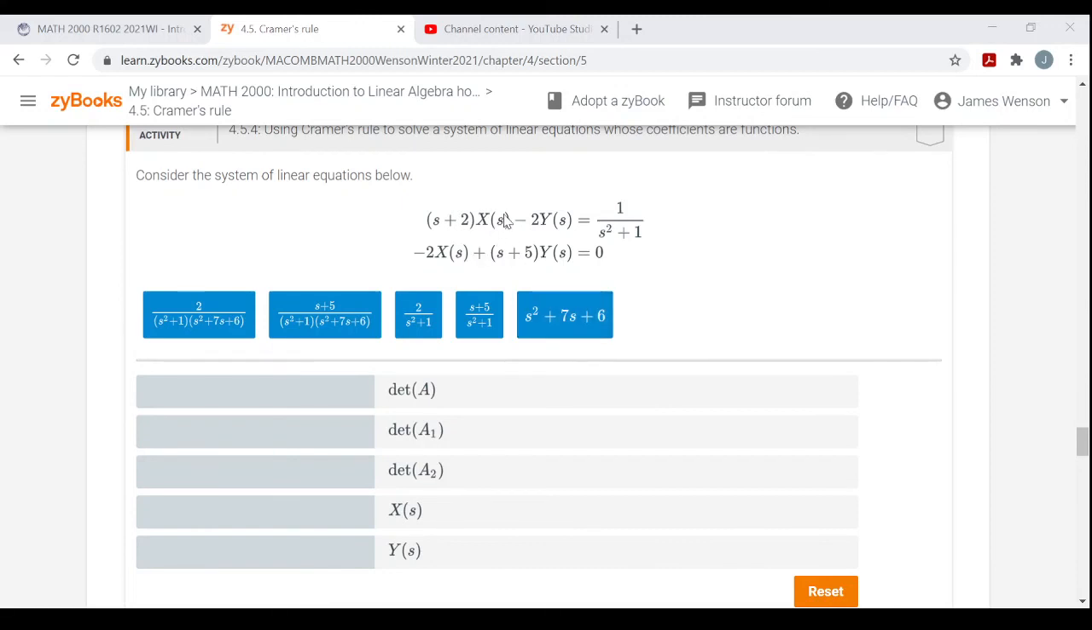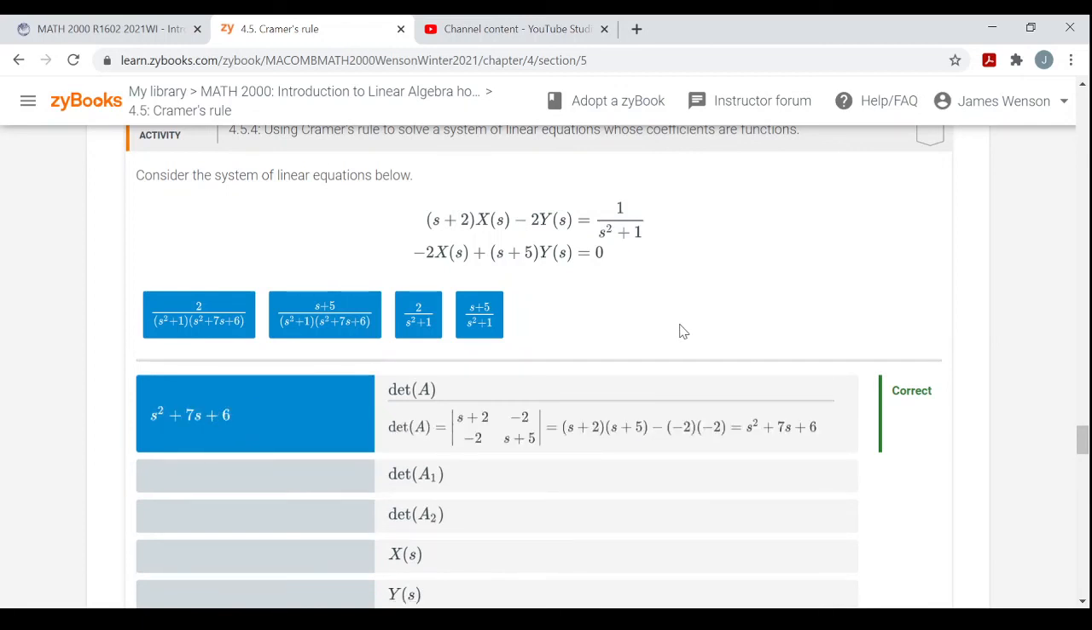So again, you have s plus 2 and negative 2 down the first column of the coefficient matrix, matrix A, and then negative 2 and s plus 5 down the second column, and then find the determinant of that. That would be s squared plus 7s plus 10 minus 4, so s squared plus 7s plus 6. So I'll just give you the first one. This would be the determinant of the coefficient matrix, s squared plus 7s plus 6, which can factor to s plus 6 times s plus 1. You might need that later.